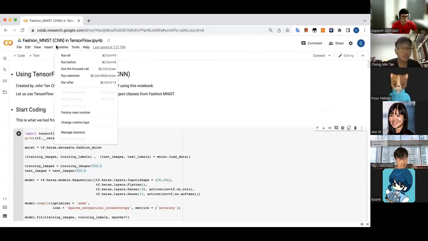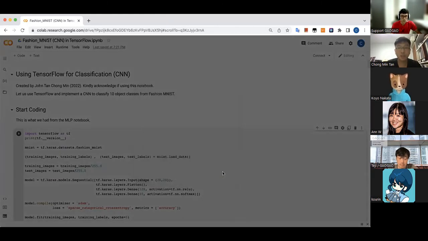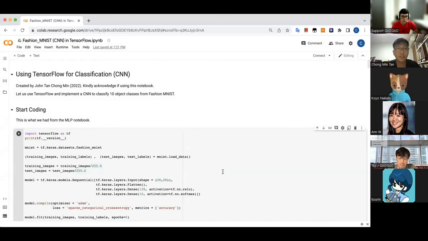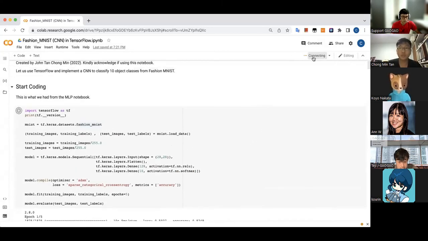Okay, so let's go to the runtime. Change runtime type, choose GPU. If you choose a CPU, it will take quite long to run, like 4 to 5 times longer. So GPU. You see it's connecting. Let us run this cell to let it connect. We are using the cloud GPU that Google provides.